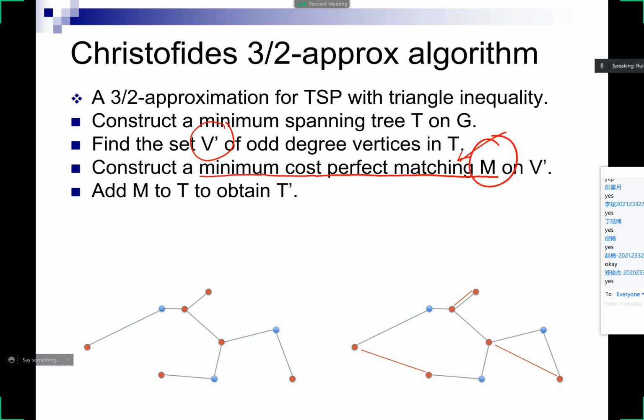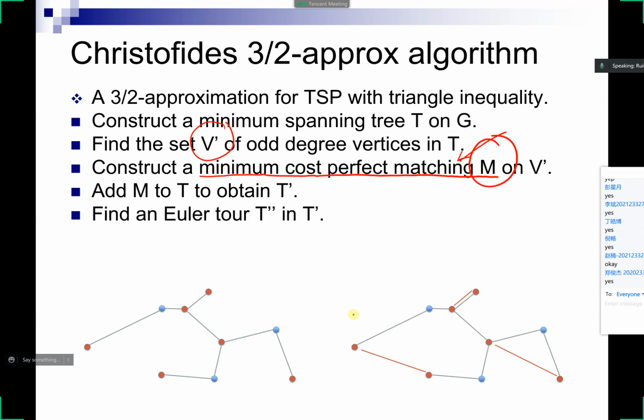Next, what we're going to do is add M, these red edges, to the original MST. Here you see that we have the original MST, and then you add these 3 red edges. That way you're going to get a new graph, and we're going to call that T prime. Notice that T prime allows you to double some edges. For example here, the MST itself already had an edge between these 2 red nodes, and the matching also adds another edge between these 2 red nodes. So we allow this to happen. This is okay for us.